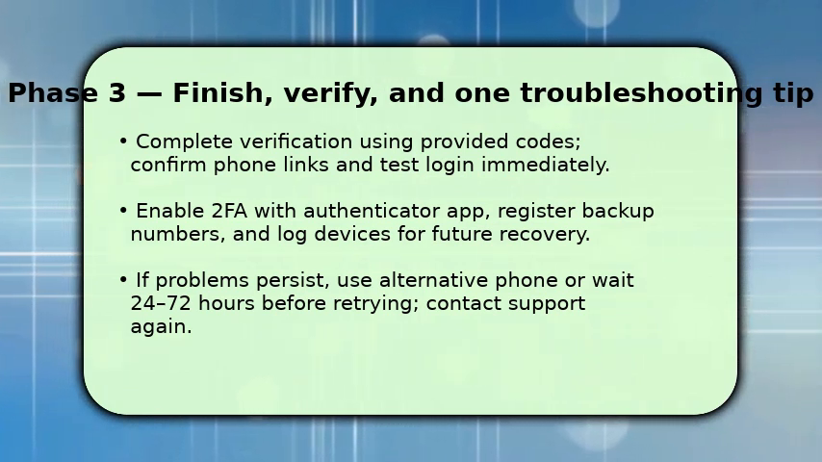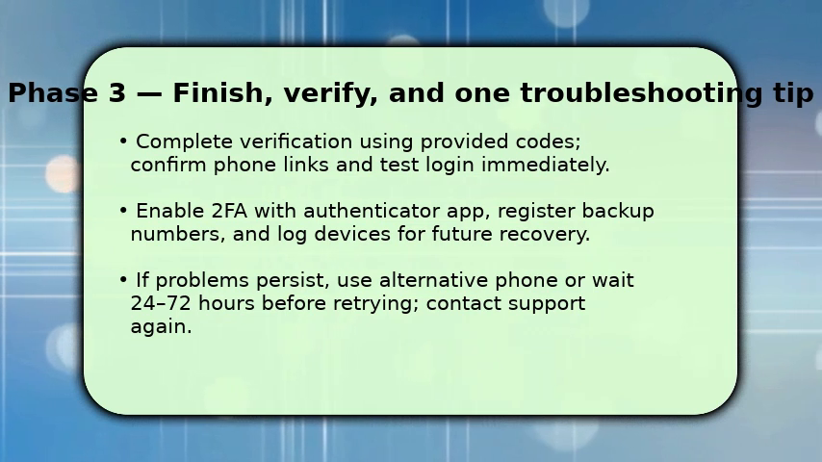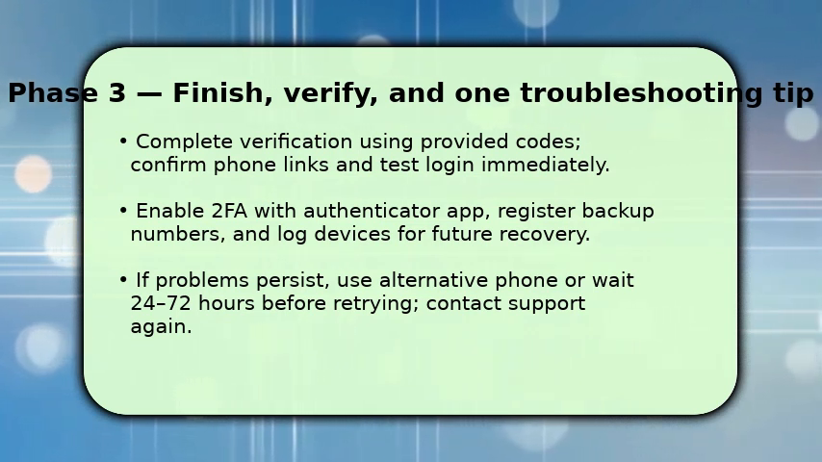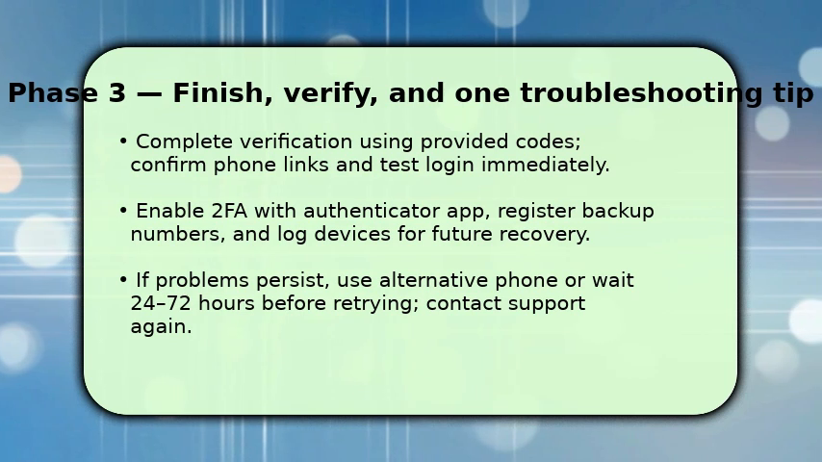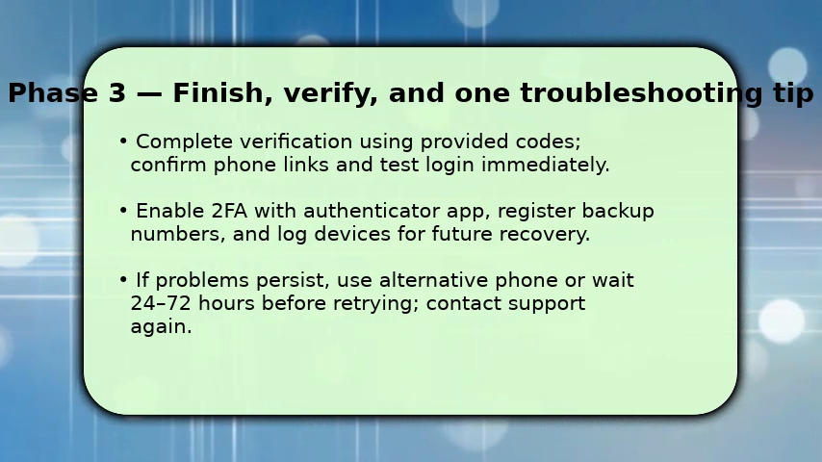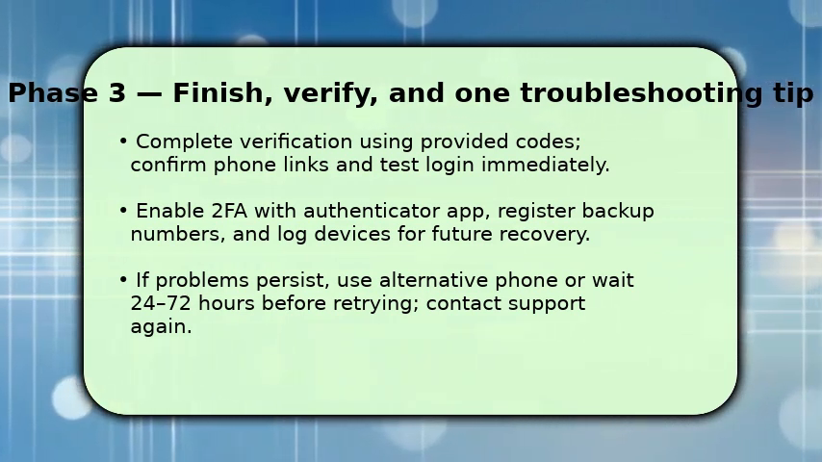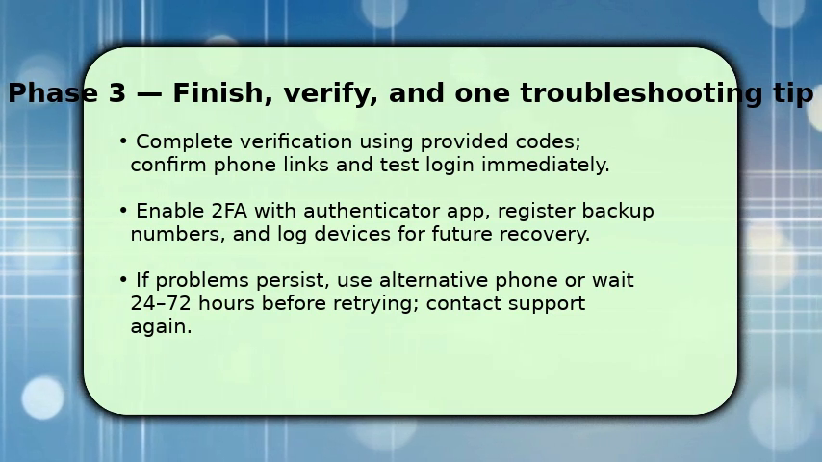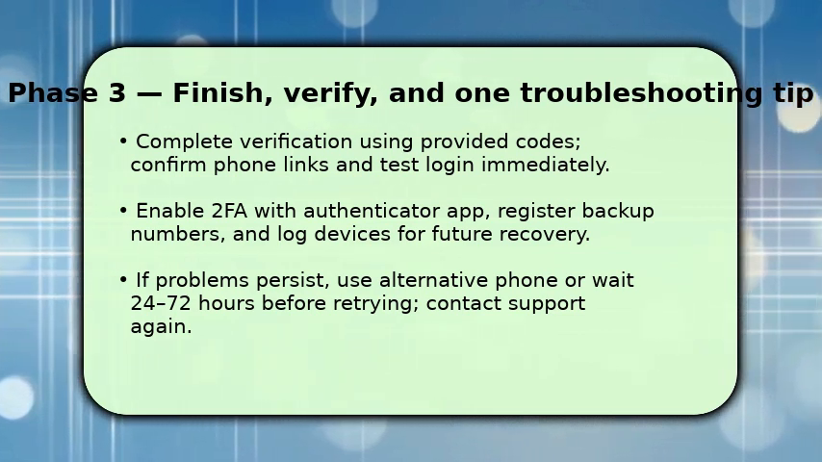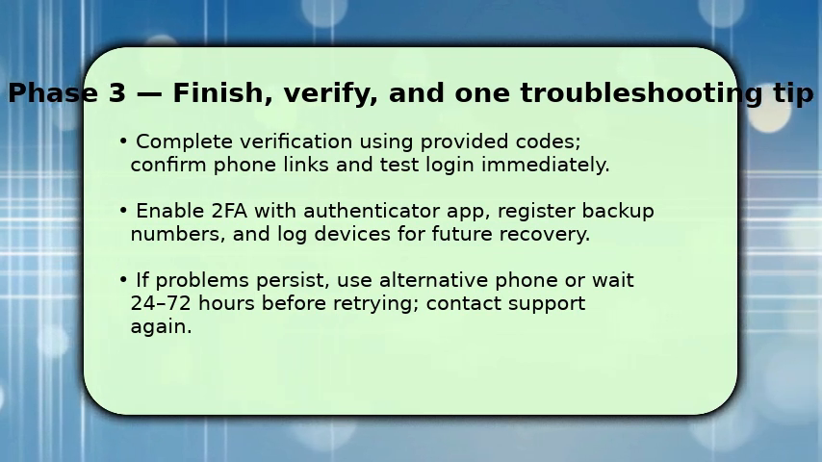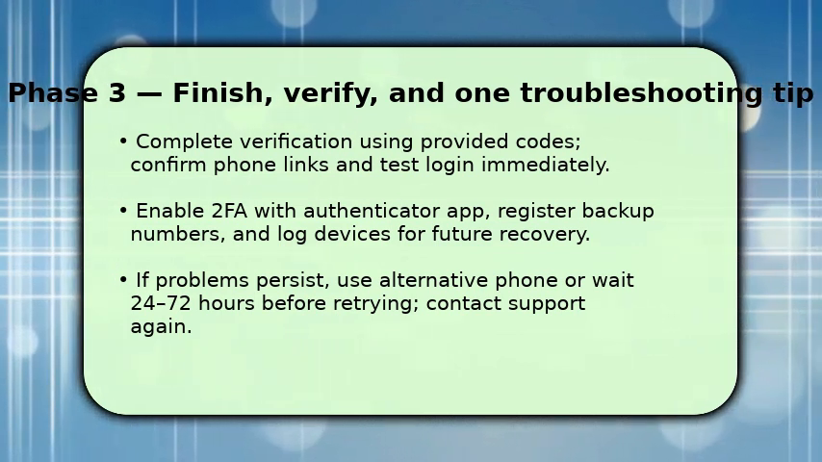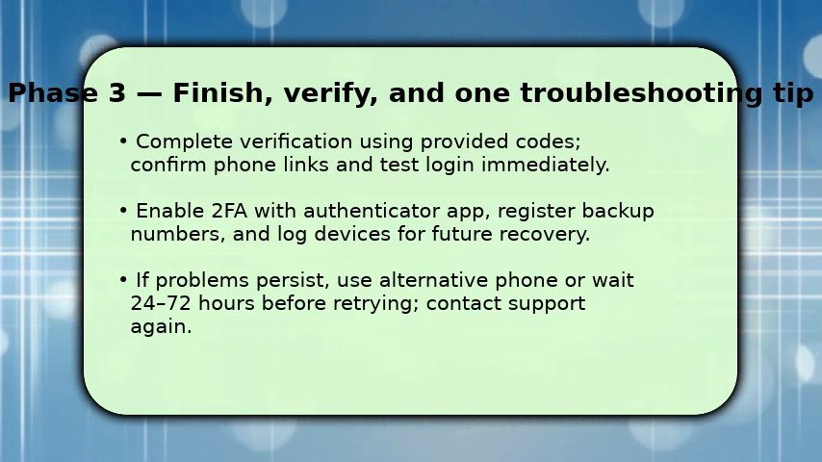Then, make prevention changes. Enable two-step verification with an authenticator app, register at least one backup number, and note trusted devices for account recovery. If support cannot reset immediately, switch to an alternative phone or wait 24 to 72 hours for rate limits to clear. If things still fail, contact support again and request an explicit timeline or escalation.